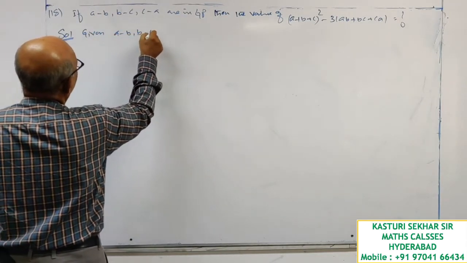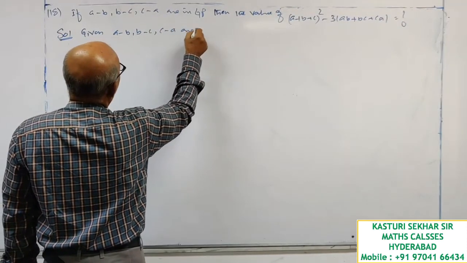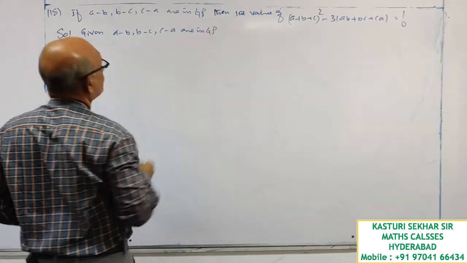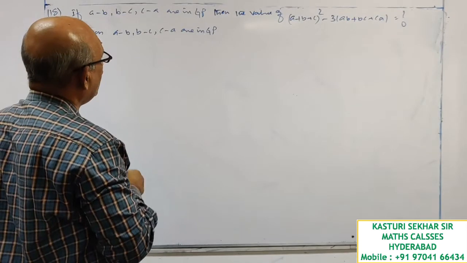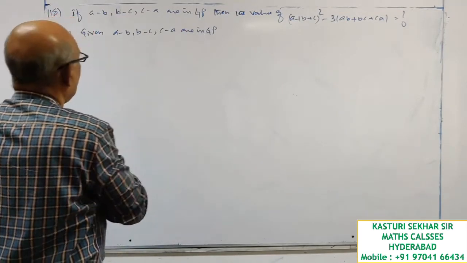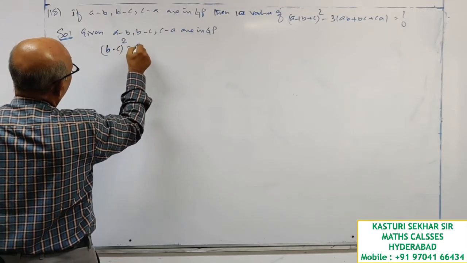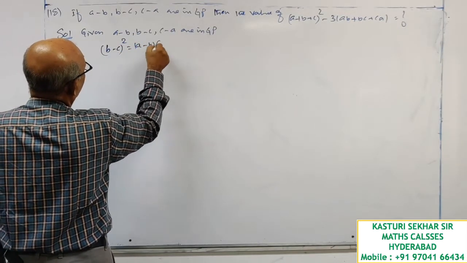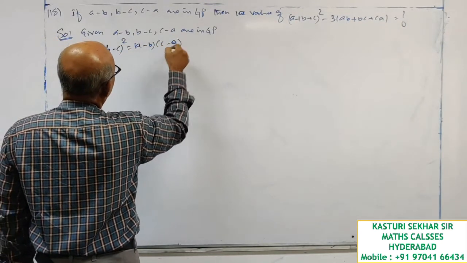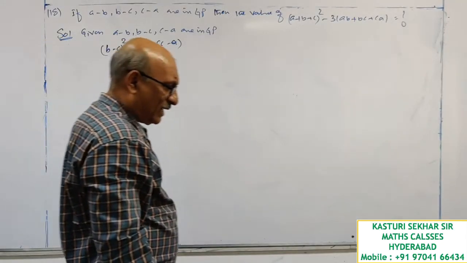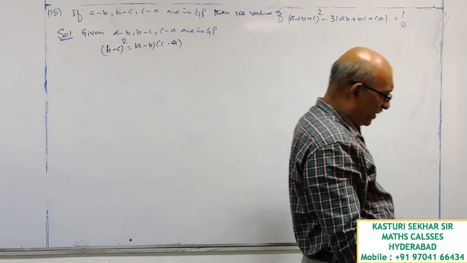Given a minus b, b minus c, c minus a are in geometric progression. So the square of the middle term is equal to the product of the first and last.